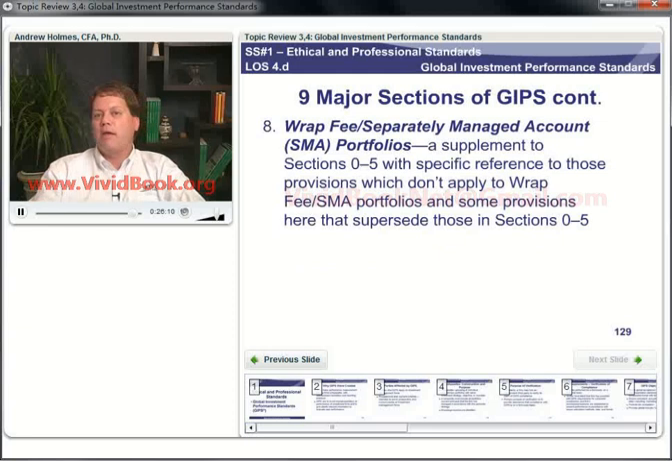And finally, if you have wrap fee or separately managed accounts, SMAs, okay, well, a supplement to sections 0 through 5 that we've talked about previously with specific reference to those provisions which don't apply to wrap fee stuff and some things that supersede. For the most part, I would identify this as being a technical thing that is going to be probably off the radar for level 1, but there are some special circumstances that occur there.